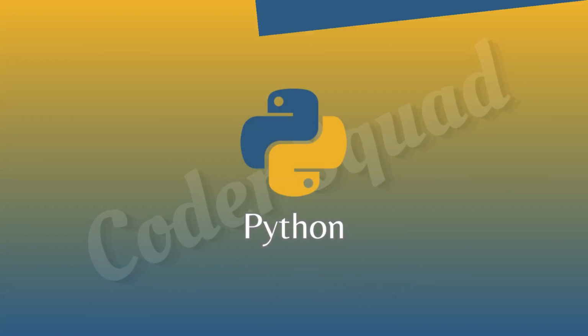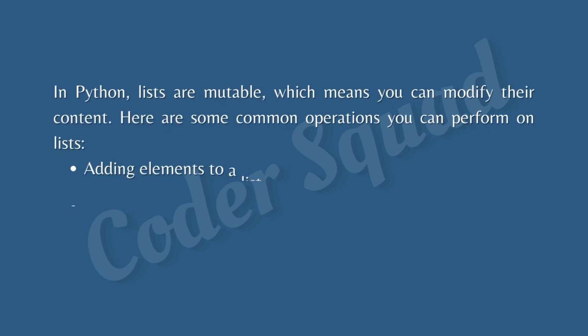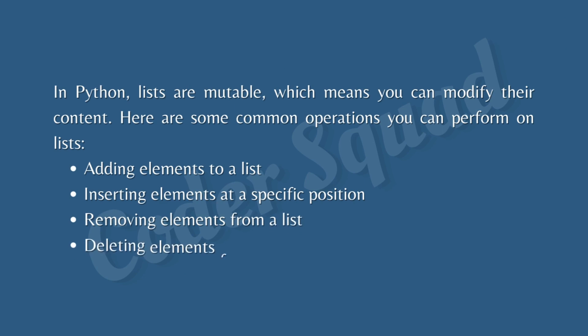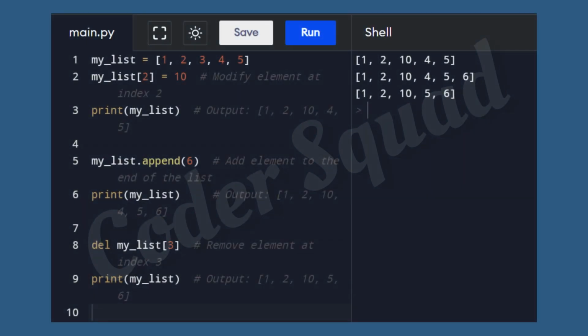Lists in Python are mutable, meaning you can change their elements after creation. You can modify individual elements, add new elements, or remove existing ones. Let's see some examples.